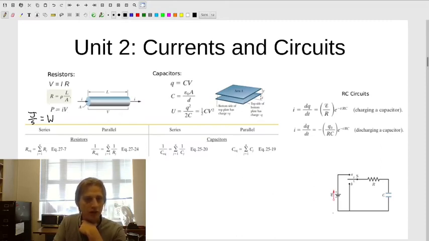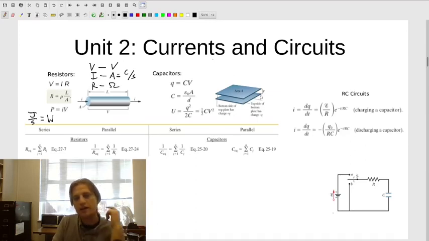We can talk about energy loss by a resistor. And of course, we have to be a little bit careful to make sure we've got our units all lined up. Our V is in volts, our I is in amps, which is the same as a coulomb per second, and then our resistance is in ohms.